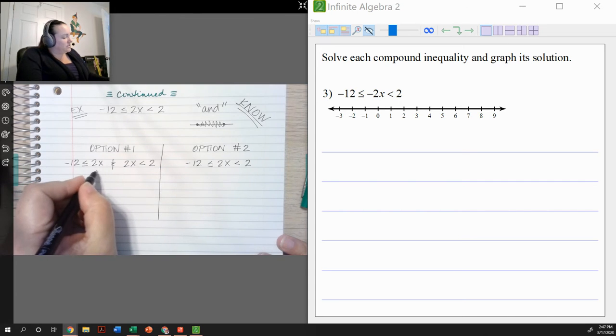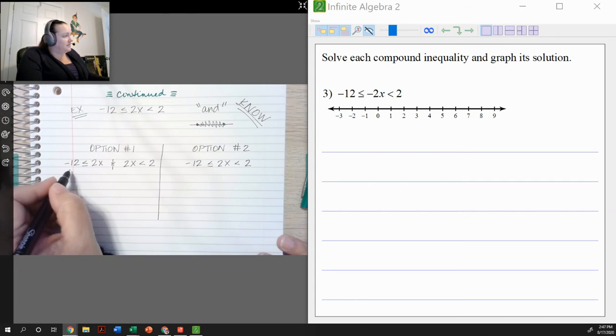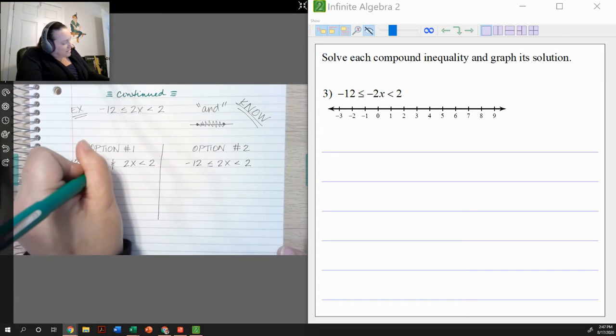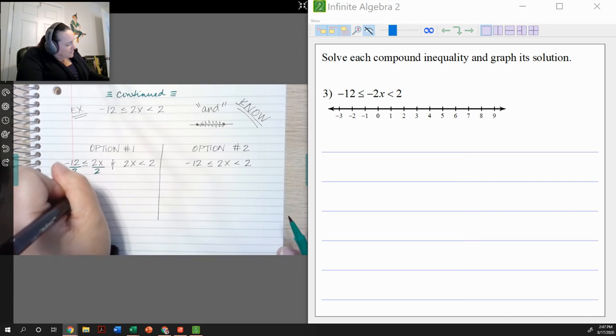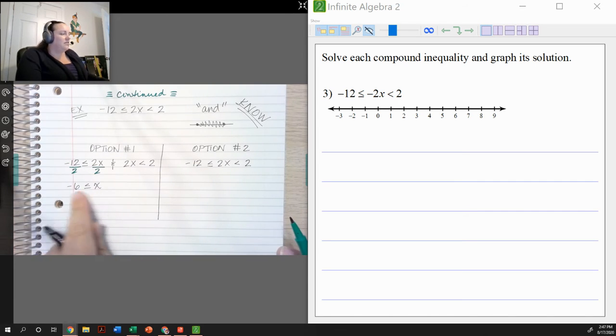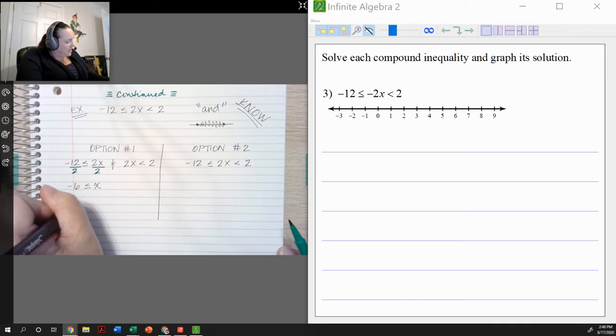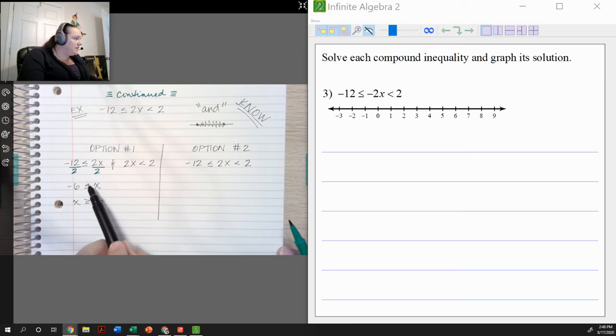All right. So if I'm looking here, I'm going to divide by 2 in order to get x by itself. So I get negative 6 less than or equal to x. Now, I don't like my inequalities where my x is on the right-hand side. I like it to be on the left-hand side, so I have to flip it. Now, when I flip it, I have to flip everything. So x greater than or equal to negative 6. Because if you look at the inequality, you see how the open part of the inequality is next to the x? The open part has to be next to the x when I write that final answer. So there's my first answer.